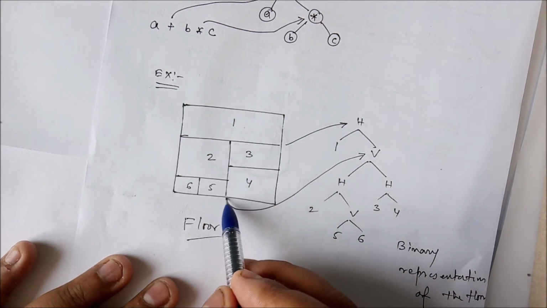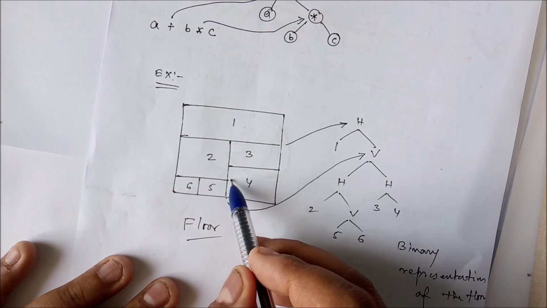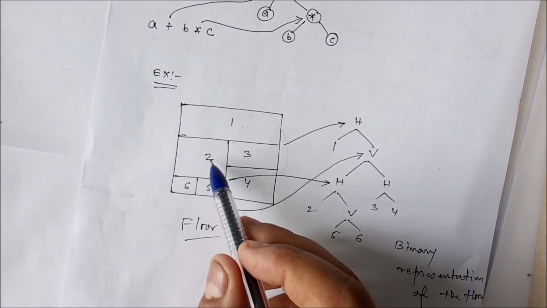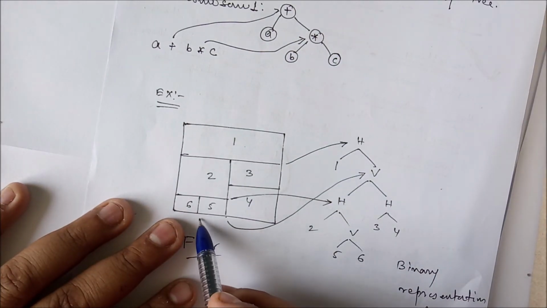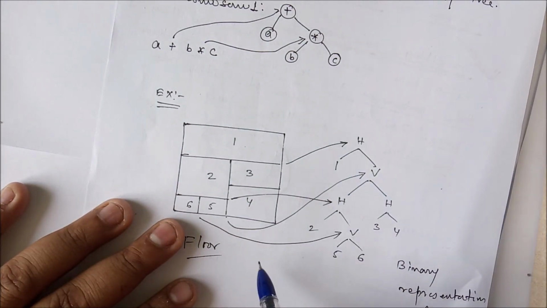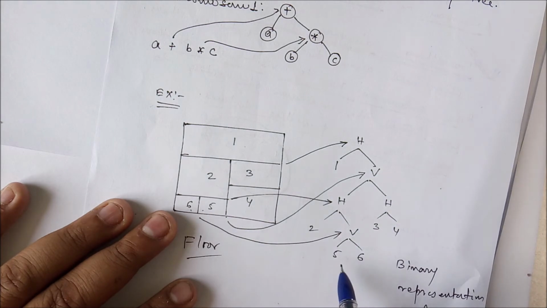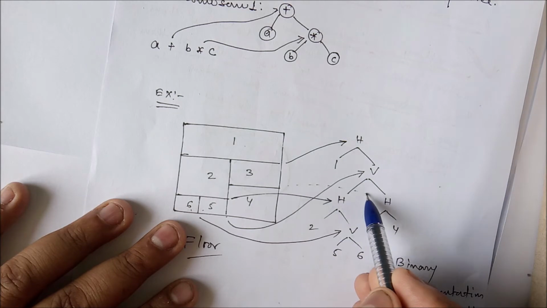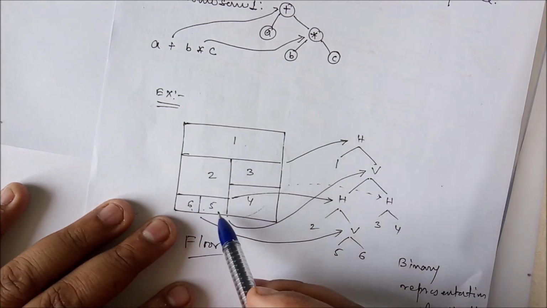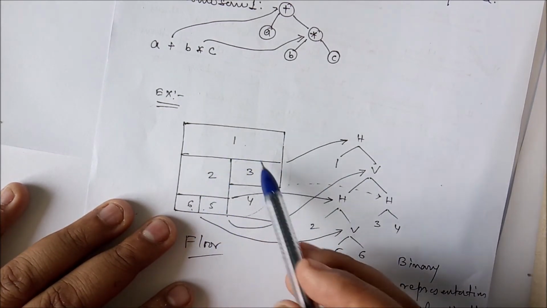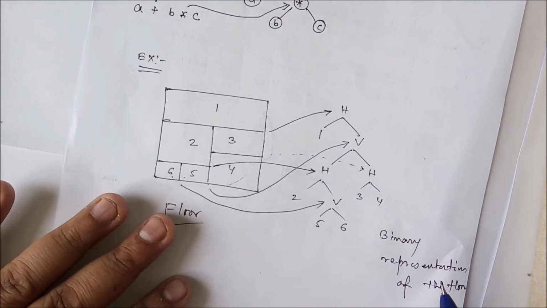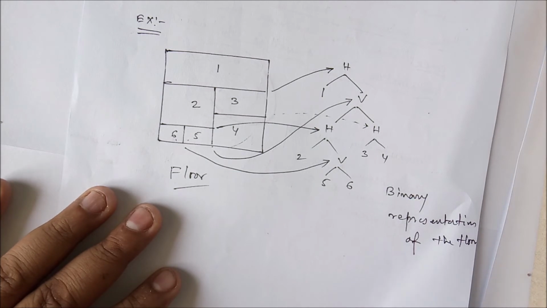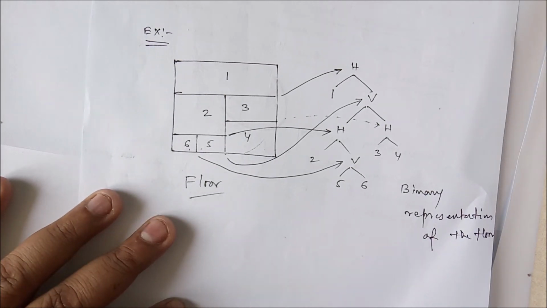Now inside this particular vertical line, two parts are there, a horizontal line. In the horizontal line, the left part is 2 and the right part is another vertical line. In this vertical line, the left part is 5 and the right part is 6. So this is one floor plan, and we can represent this floor plan using this tree. That is our binary representation of the floor. Are you getting this?